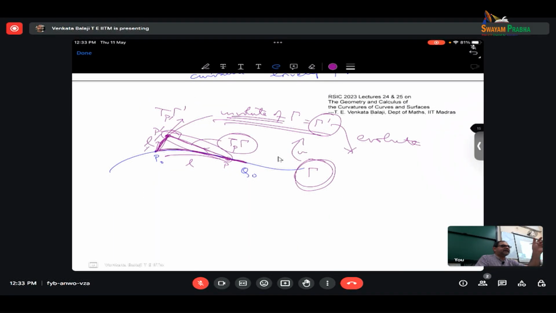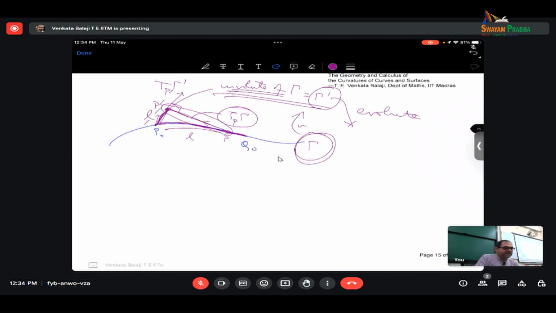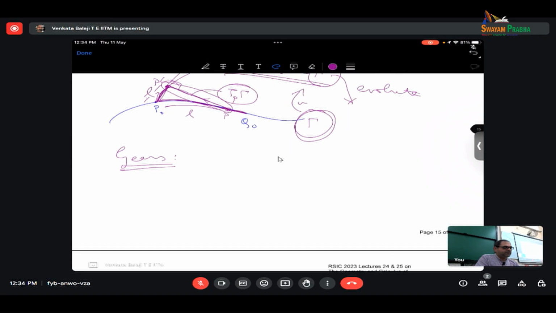So the second word in my title was gears. What about gears? The idea of gears is that you want rotational motion to be transmitted, you want it to be magnified or reduced, and you also want the direction of rotational motion to be changed. You want to change the angle, you want to make a rotation like this into a rotation like this.